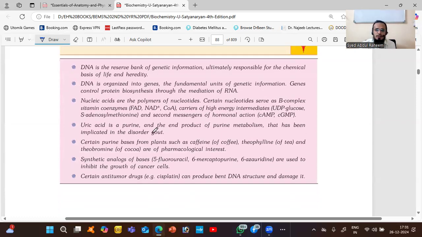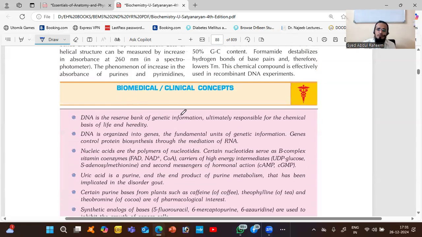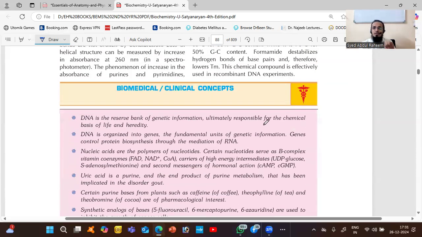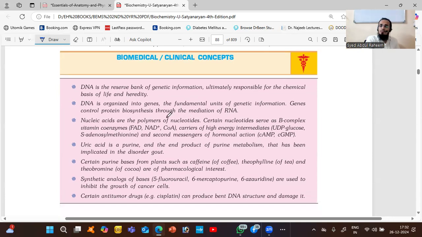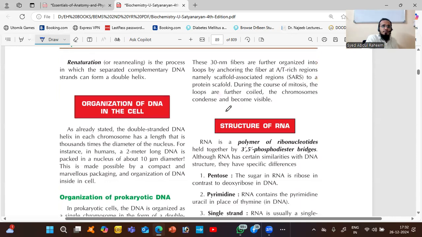Here some important points are given. DNA is a reserve bank of genetic information. It is responsible for the chemical basis of life and heredity, kept in the form of genes. So fundamental information is stored in the genes. Through the process of protein synthesis the genes are expressed, and RNA helps with this. This is an important thing we have to remember.